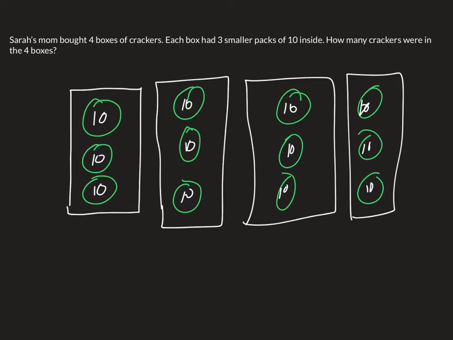Well, now that we've identified that there are 3 packs in a box, and each pack is worth 10, we can simply count the 10s until we get to our final number. So let's see, we have 10, 20, 30, 40, 50, 60, 70, 80, 90, 100, 110, 120. There are 120 crackers.